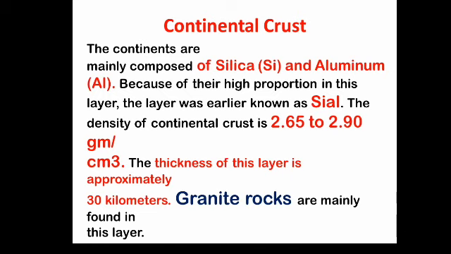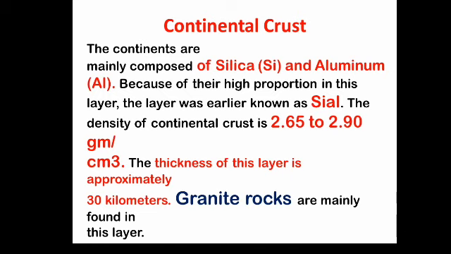And the density of the continental crust is 2.65 to 2.90 gram per centimeter cube, and the thickness of this layer is approximately 30 kilometers. And what is the example of that continental crust? Granite rocks are mainly found in this layer. We can say that where the granite rocks are found, that will be considered as a continental crust.